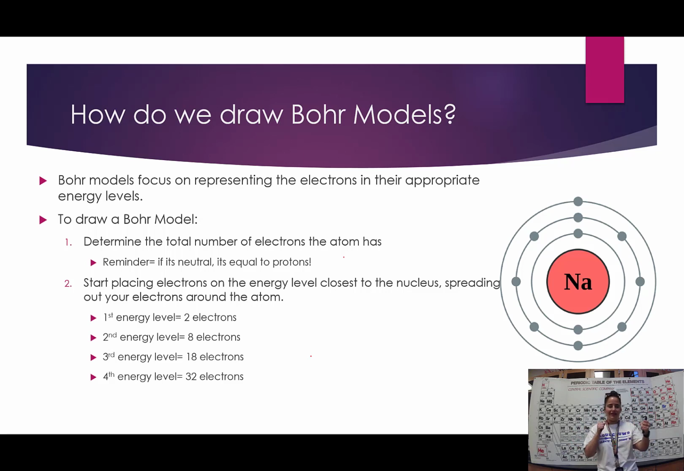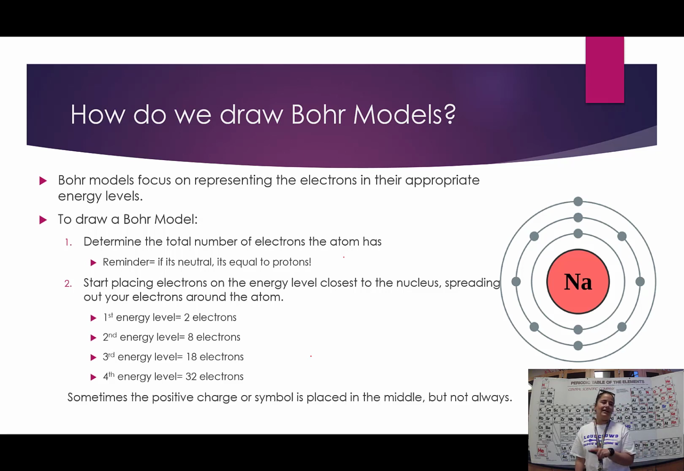Electrons are negative. They repel each other. They want to spread out. If you give them more room to spread out, there can be more of them in that area. Okay, so let's go ahead and do some examples. Oh, also, one last thing. Sometimes the symbol, like in this example for sodium, or the amount of positive charge of the protons will be placed in the middle, just to give some extra information, but not always. The classic Bohr model just has a dot in the middle and shows the electrons.